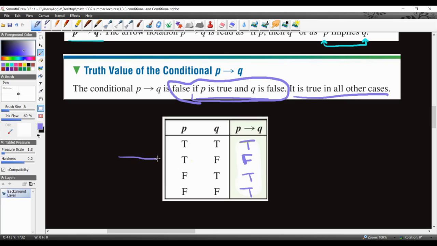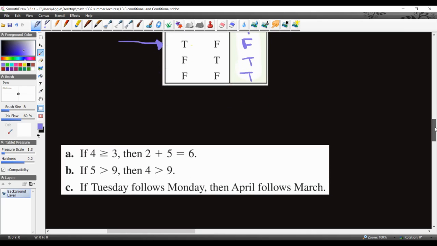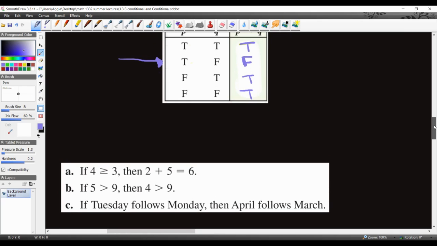So all you really have to remember is this one. If this happens, true, false, with P being true, in other words, the antecedent being true and the consequent false, then this one is false, and everything else is going to be true. Okay, now we have a few examples here.